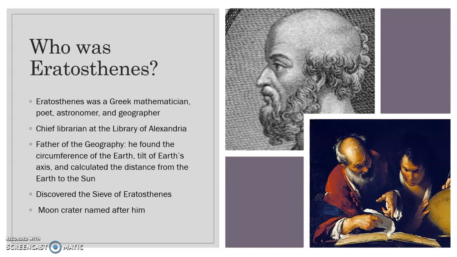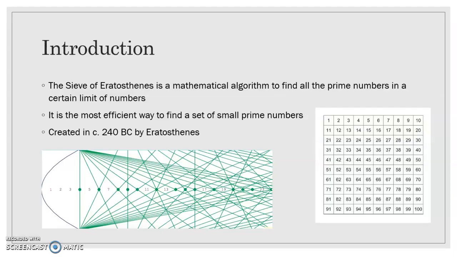Who was Eratosthenes? Eratosthenes was a Greek mathematician, poet, astronomer, and geographer. He was also the chief librarian at the Library of Alexandria. He is known as the father of geography because he found the circumference of the Earth, the tilt of Earth's axis, and calculated the distance from the Earth to the Sun. He discovered the Sieve of Eratosthenes, and there is a moon crater named after him.